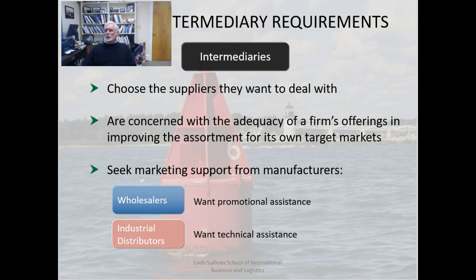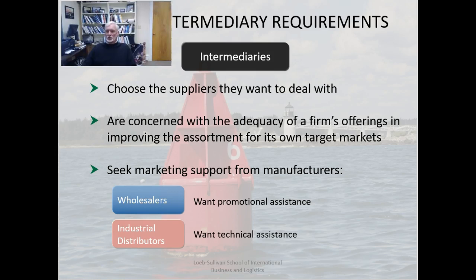So they choose who they want to deal with, and they also have a lot of power in terms of deciding how much effort they're going to put into your product as the manufacturer, because they're selling your product and they're selling other products as well. So first of all, they choose who they want to deal with. They want to make sure that whoever they deal with has good offerings, so the products are good and fit their target market. So the wholesaler or the retailer has a target market, and they want to have products that fit their target market.